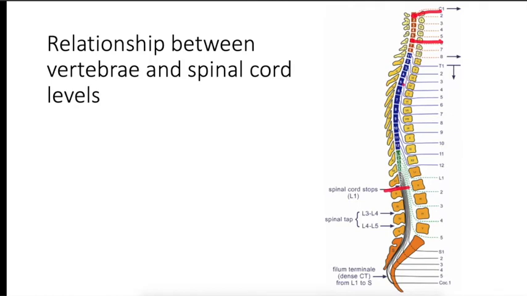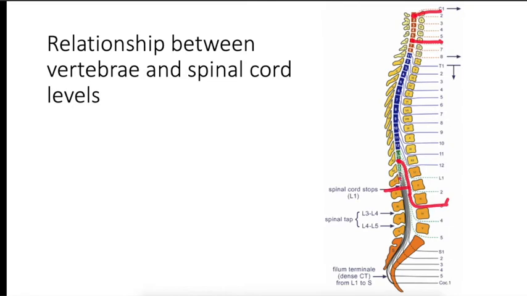And as you start heading down, we're going to skip all the way down to, let's say, L3. By the time you get all the way down here, the L3 spinal cord level is way up here. And the nerve will come out, and it will have to go down and descend. And then it will come out at the vertebral level. So it has to go down a little bit because the spinal cord is shorter.